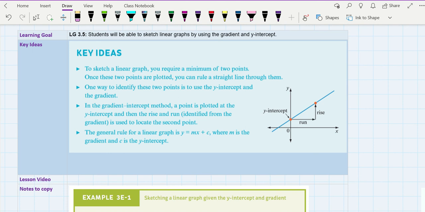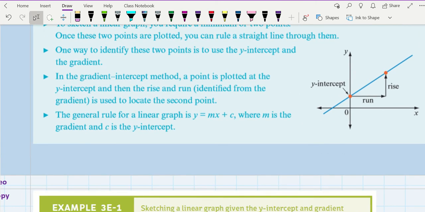Now the general rule for a linear graph is y equals mx plus c. I think one lesson I told you y equals mx plus b. It doesn't really matter. What matters is this m value here and this plus term. So this m in y equals mx plus c is going to be the gradient, and we learnt last lesson how to calculate the gradient. And this constant is going to be our y-intercept.